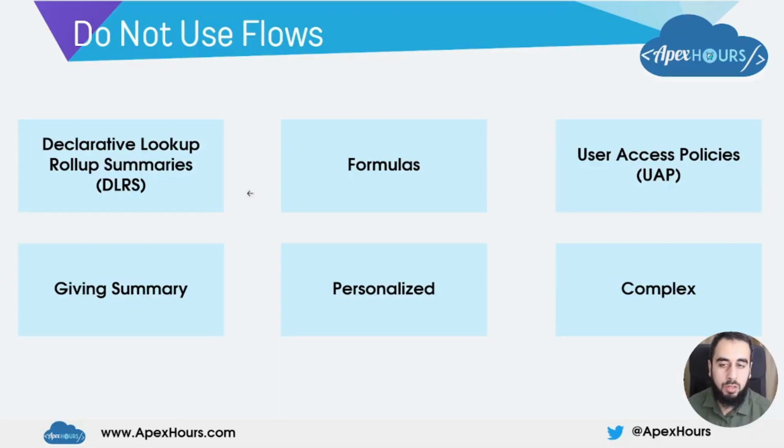We've got 2 or 3 flows to do the one thing, and then instead you could just build one DLRS that achieves the same thing. And that one DLRS, it's easier to build, it's easier to maintain, it's admin accessible, and I would argue that it is faster as well.